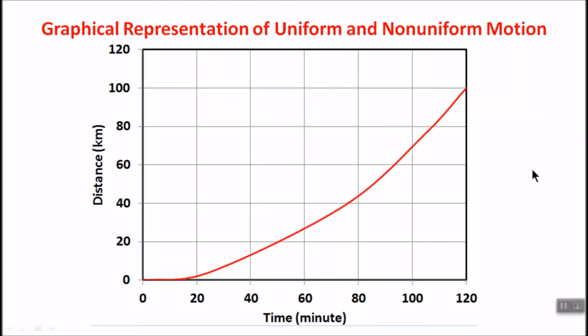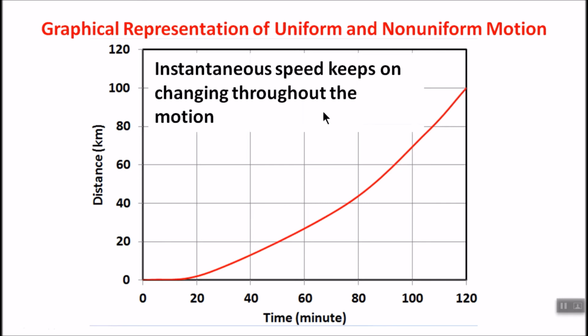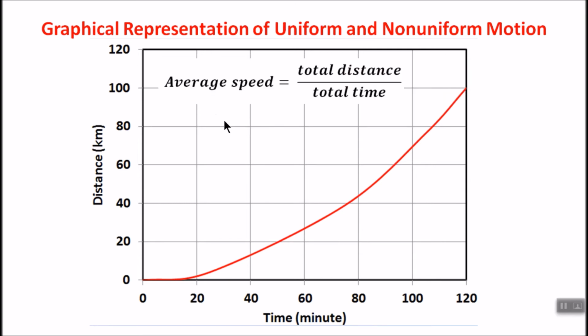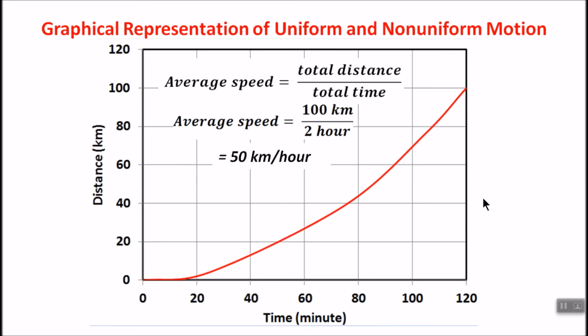The distance-time curve of this non-uniform motion is not in the form of straight lines but a curve. To be more precise, it's a parabola. Here the instantaneous speed keeps on changing throughout the motion, and the average speed is again equal to total distance by total time irrespective of the shape of the curve, and it is 50 km per hour.